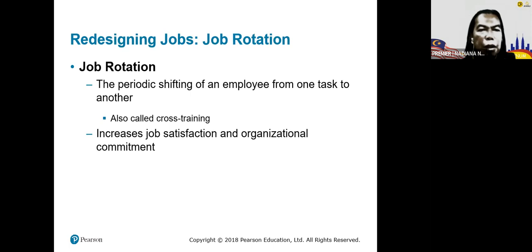Then we go to redesigning the job. In simple words, we call it job rotation, or re-engineering a job. Job rotation is the periodic shifting of an employee from one task to another. That is normal practice in organizations. They will be posted to another department to do a different job or different task. It is also called cross training. They also learn something from the new job at the new place. Job rotation is very related to the effect or impact of increased job satisfaction and organizational commitment.